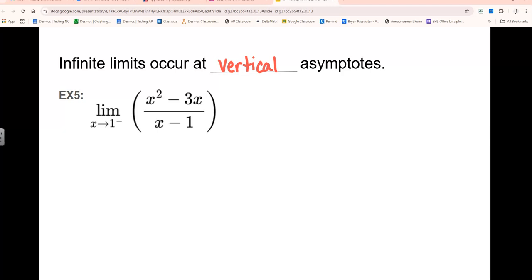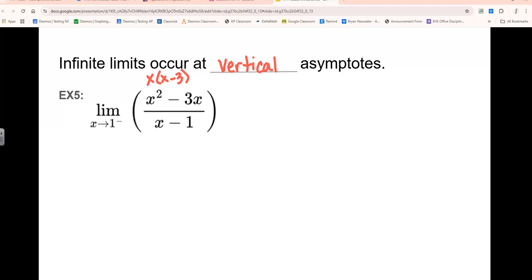So whenever we are asked to do something like the limit as x approaches 1 from the left of x squared minus 3x over x minus 1, I'm looking at the limit as x approaches 1 from the left. What do I have at x equals 1? Vertical asymptote. Because the numerator here, if I do try to factor it, would be just the greatest common factor, x times x minus 3. Does anything cancel? No. So I have a vertical asymptote here.